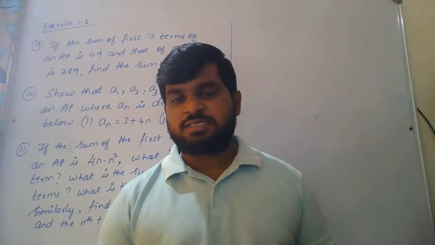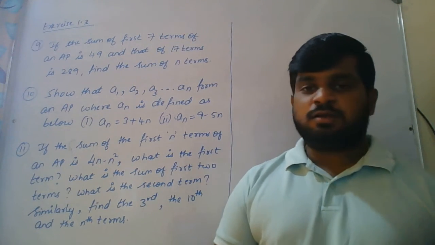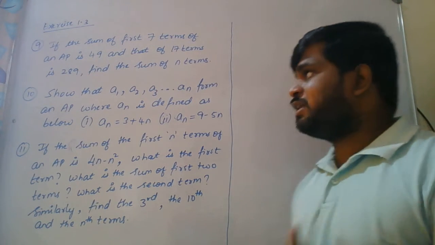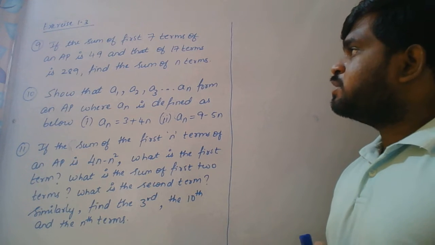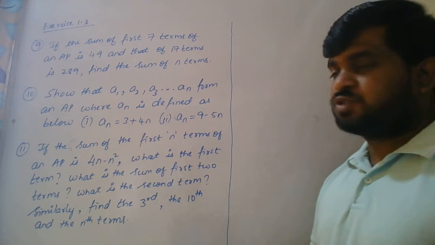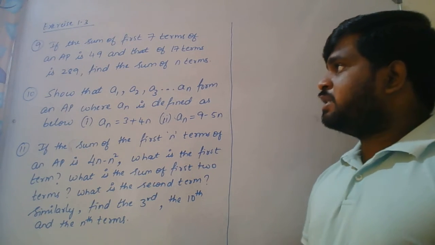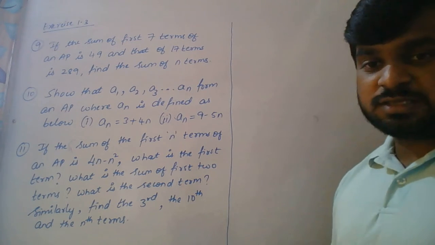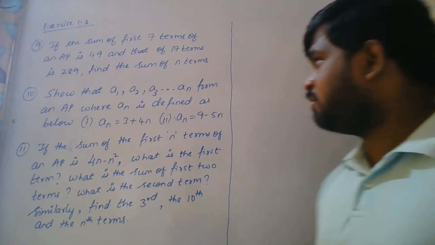Hello students, so let's continue with the third exercise. In the previous problem we had solved till question number 8. So let's continue with the next question. If the sum of first 7 terms of an AP is 49 and that of 17 terms is 289, find the sum of first n terms.